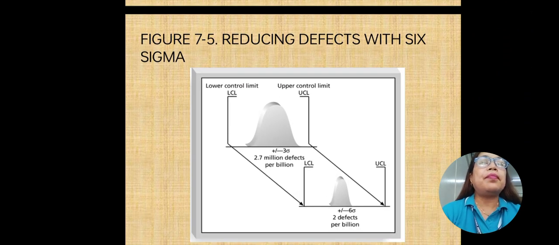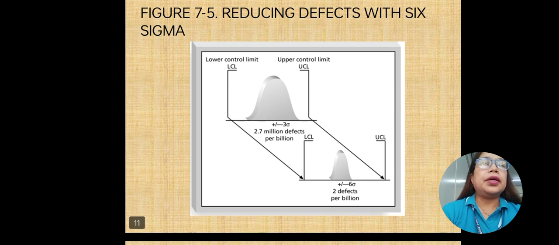Figure 7-5 shows reducing defects with Six Sigma, as shown in the table: lower control limit, upper control limit, 2.7 million defects per billion, and 2 defects per billion.